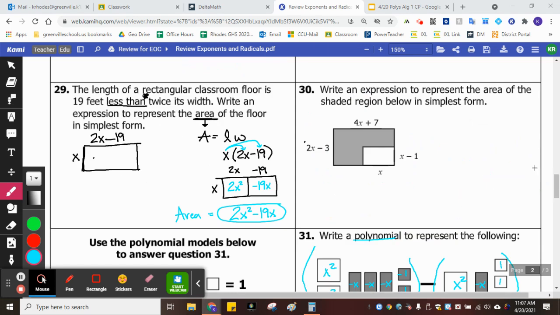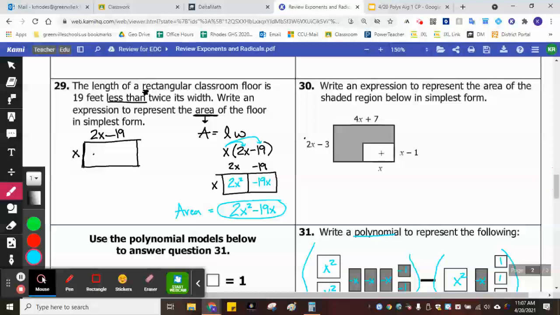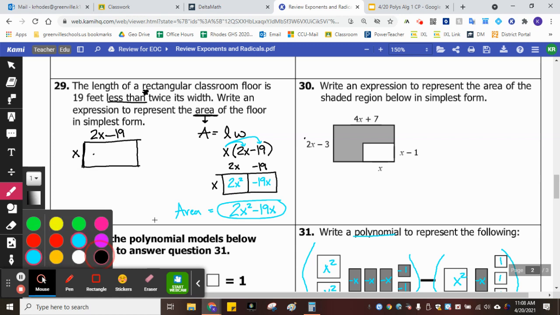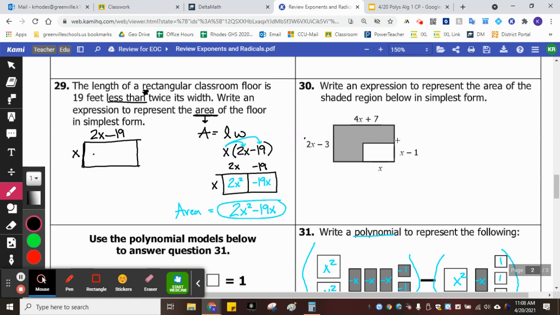And then just to talk about 30, since that was another word problem, it says write an expression to represent the area of the shaded region below in simplest form. So our shaded region is obviously just that little part right here. So 2x minus 3 represents this. 4x plus 7 represents this whole side. So if I multiply 2x minus 3 times 4x plus 7, that will give me this whole box, not just the shaded area.